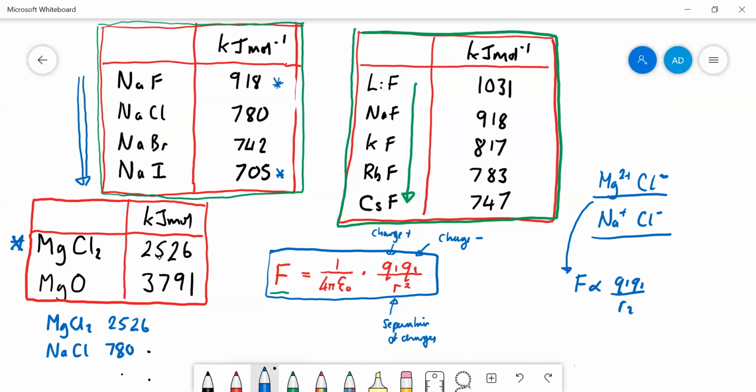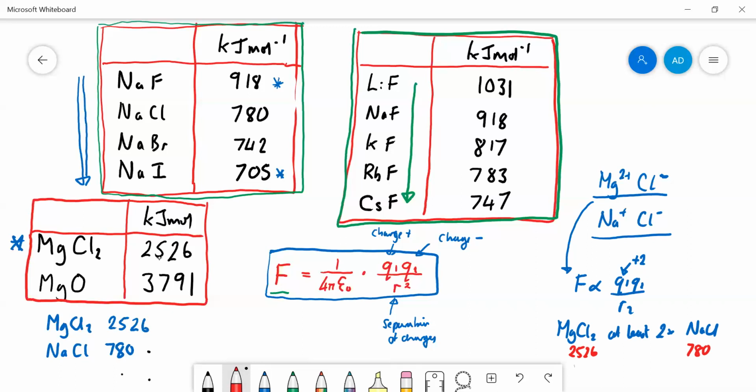For the magnesium, the positive ion, that's +2, whereas for the sodium, it's only +1. So that means Q1 Q2 is going to be twice as big. So we'd expect the lattice enthalpy of magnesium chloride to be at least twice that for sodium chloride. Let's look at the numbers. Magnesium chloride 2,526, sodium chloride is 780. It is way bigger than 2 times, isn't it?